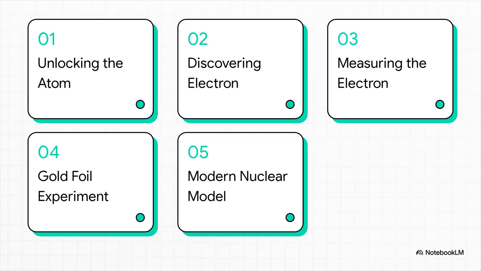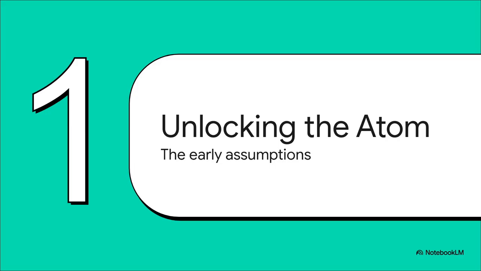Here's our roadmap for today. We're starting with unlocking the atom, then discovering the electron, followed by measuring the electron. From there, we'll hit the gold foil experiment and wrap up with the modern nuclear model. Let's get to it. Section 1.